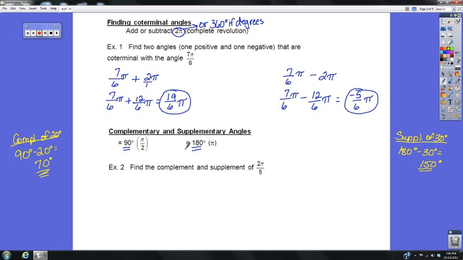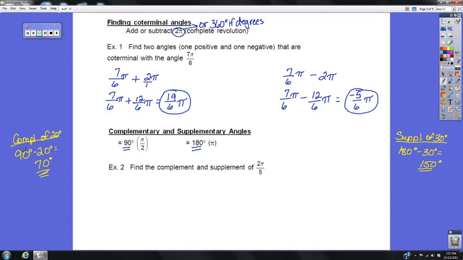So think about what you know from geometry. To find the complement of an angle, you subtract that angle from 90. To find the supplement of an angle, you subtract that angle from 180. Well, we're going to do the same thing, but now we're dealing with radian measures instead of degrees. So we want to find the complement and the supplement of 2/5 pi. Well, 90 degrees as a radian is pi over 2. 180 degrees as a radian is pi.